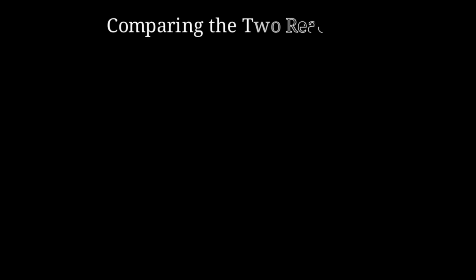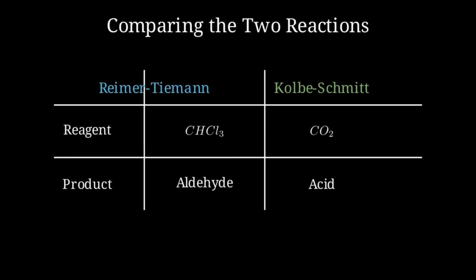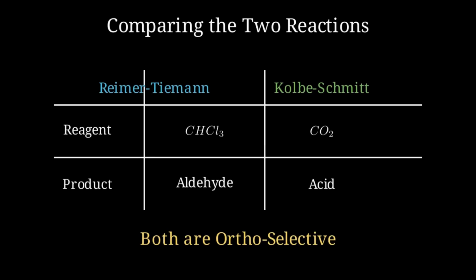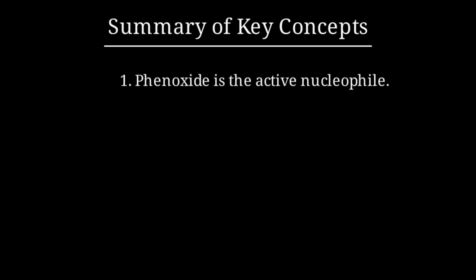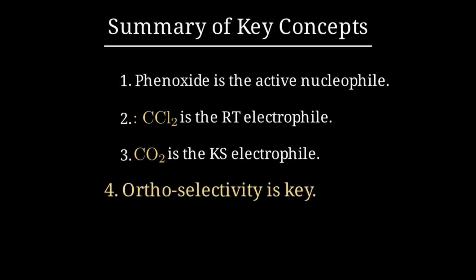Let's compare. Reimer-Tiemann uses chloroform to add an aldehyde group, while Kolbe-Schmidt uses carbon dioxide to add a carboxylic acid group. Both utilize the high reactivity of the phenoxide ion and favor ortho substitution. In summary, remember that the phenoxide ion is the reactive species in both cases. Reimer-Tiemann relies on the dichlorocarbene intermediate, while Kolbe-Schmidt relies on high-pressure CO2 and sodium cation coordination.